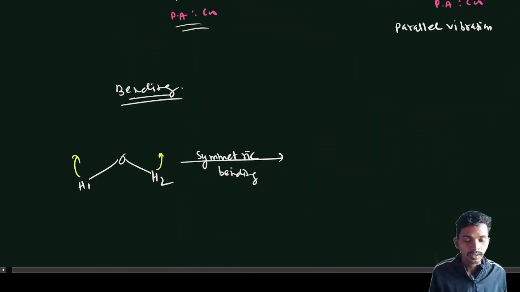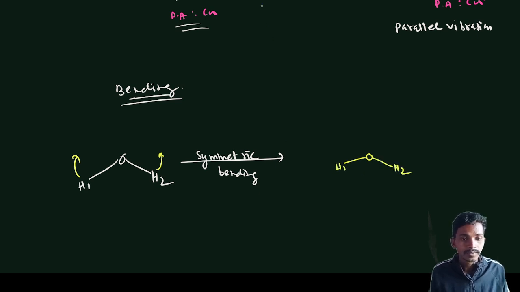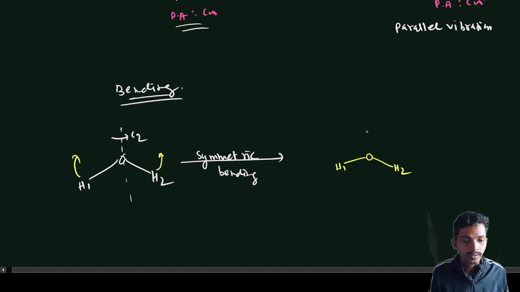We now discuss, with examples, parallel and perpendicular vibrations. Let's say this is bending, and I am doing symmetric bending. Suppose I get H1 here, then H2 I am getting here. Here the principal axis is C2, and here also the principal axis is C2. Whenever I do symmetric bending, the principal axis remains C2, which means this is a parallel vibration.